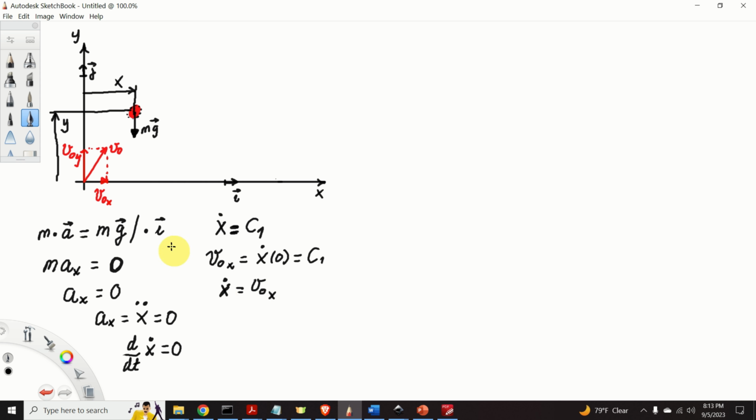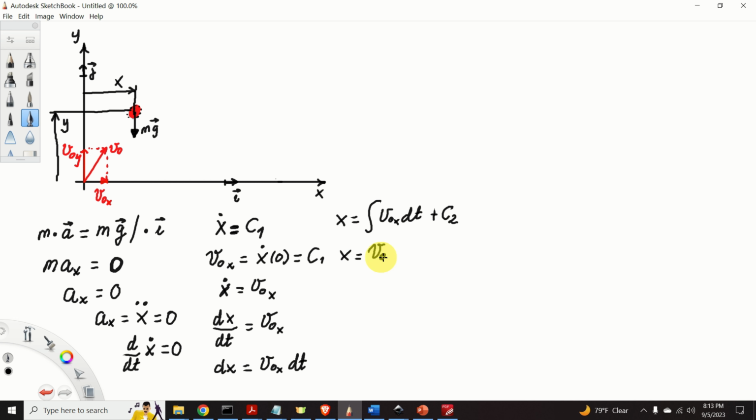That is, the velocity in the x direction is always equal to the initial projection of the velocity onto the x-axis. Let's determine x now. From this equation, we obtain dx over dt is equal to v0x, or dx is equal to v0x dt. I will continue over here. From this equation, we obtain that x is actually an integral v0x dt plus some other constant c2. Since v0x is constant, we obtain that x is actually equal to v0x times time plus c2.